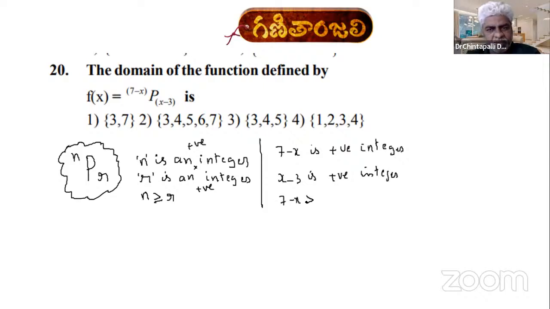Seven minus x must be greater than or equal to x minus 3. Search for the number satisfying these three conditions.